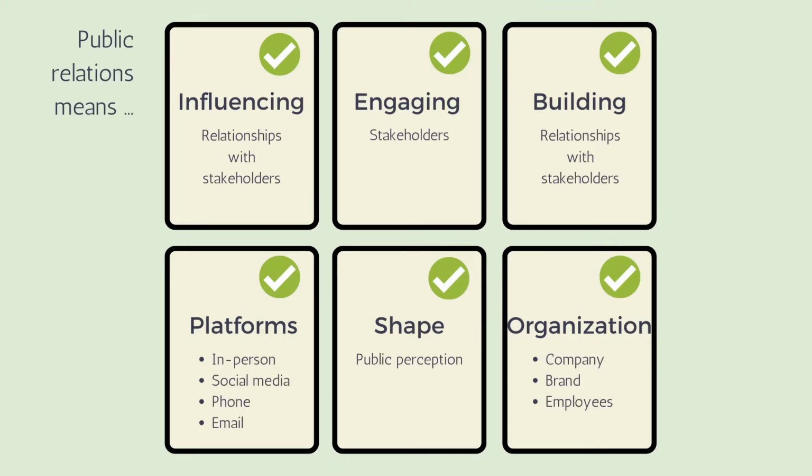Now remember, the PRSA used the term strategic communication process to define public relations. So this is not a one-dimensional thing. We've got to look at all kinds of areas to really get down and understand public relations. We're talking influencing. That means the relationships you have with stakeholders and how you're going to affect their actions, their thinking. We're also talking about engaging stakeholders. Before we can influence them, we have to engage with them and build relationships. See, that's the next one. Building relationships with these stakeholders. And you can do that through strategic communication.